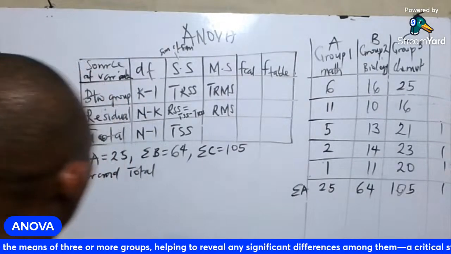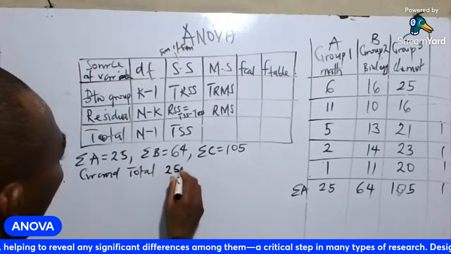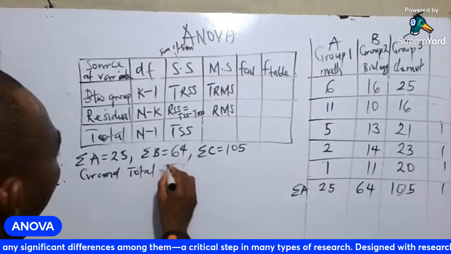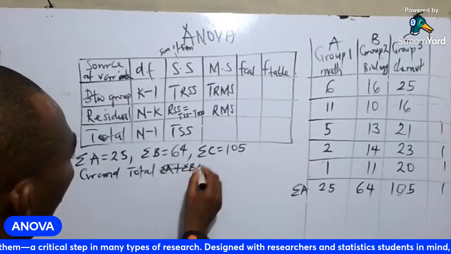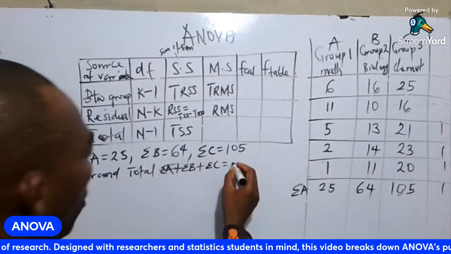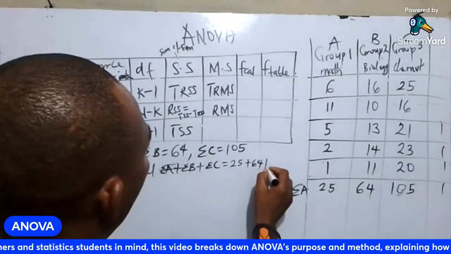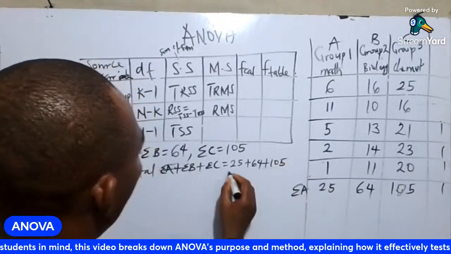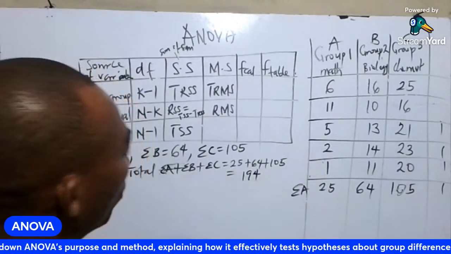So the grand total will be what? Total for 1, which is 25. Let me call that one A: summation A plus summation B plus summation C. That is the addition of the sum of the 3. So that is 25 plus 64 plus 105. When you add that together, that will give us 194.